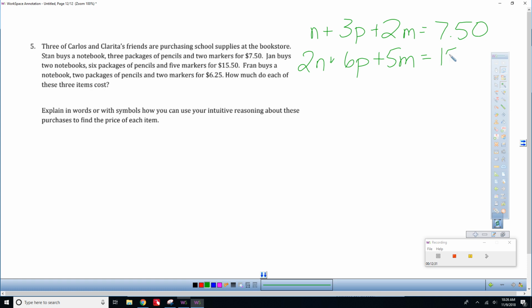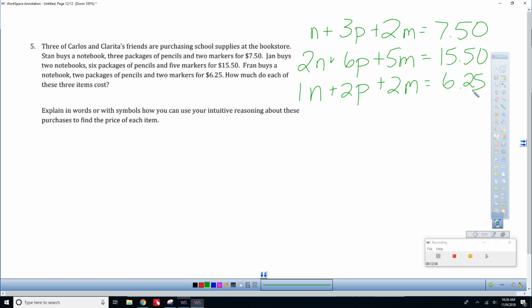That must be one fancy store. Fran buys 1 notebook, 2 pencils, and 2 markers, and those cost $6.25. Oh, we got 3 variables and 3 equations.